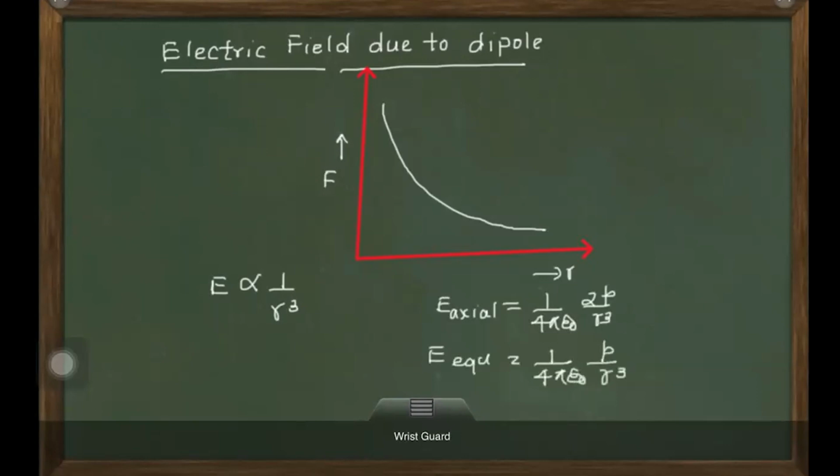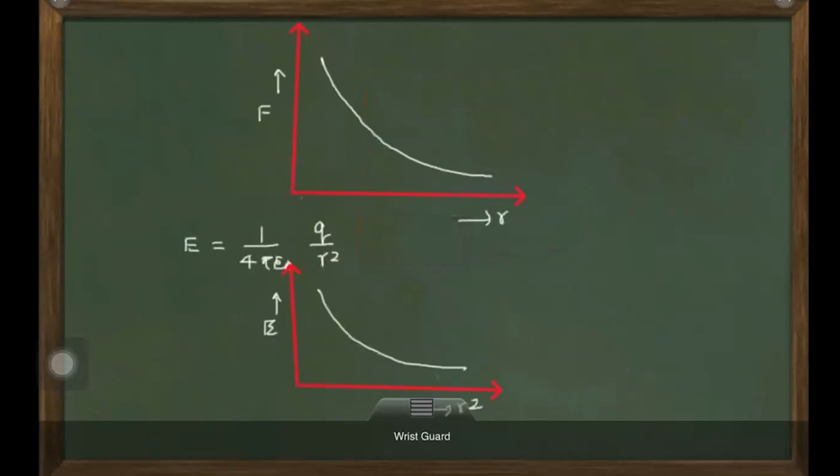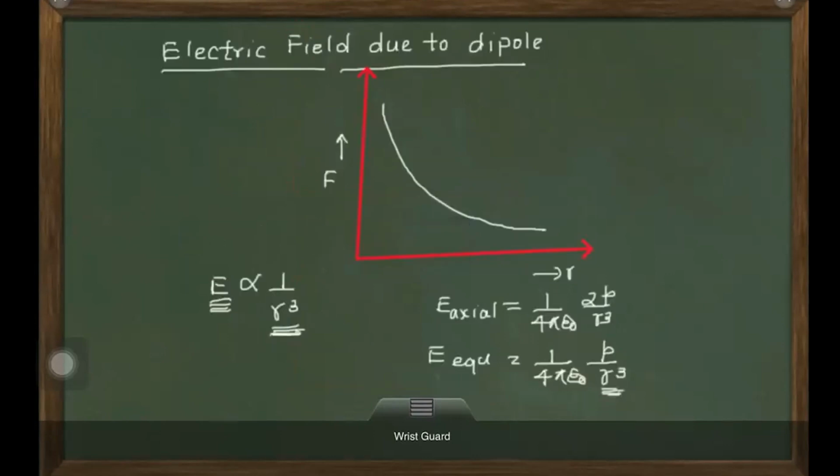So in both the cases, what happened? Your electric field is inversely proportional to R cube. So the graph will be almost the same, because as the distance increases, the value of E decreases. But here, the E will decrease rapidly. In this one it was a slanted line, here it is slanted, but here if you go, it is deeper. So the slope of this graph will be more, and that's why this is the graph for electric field due to a dipole.